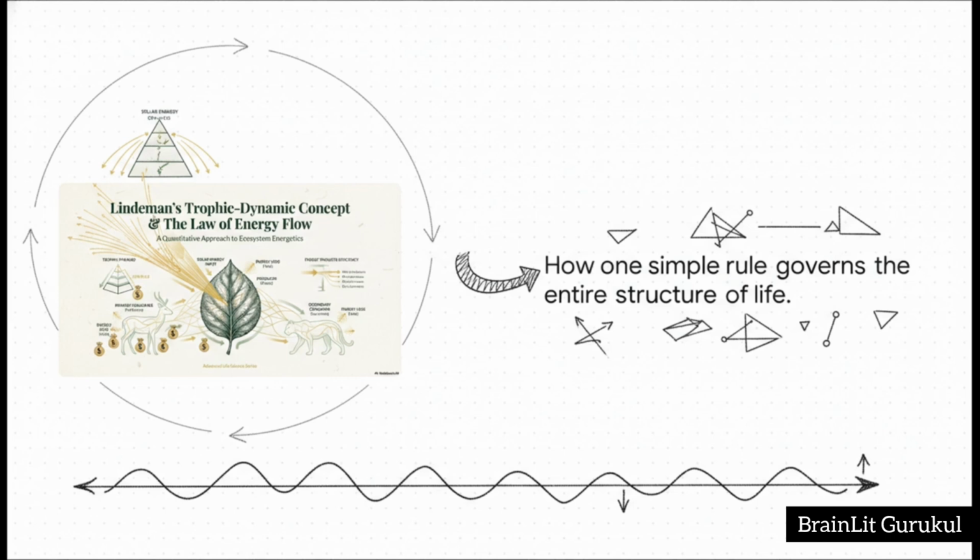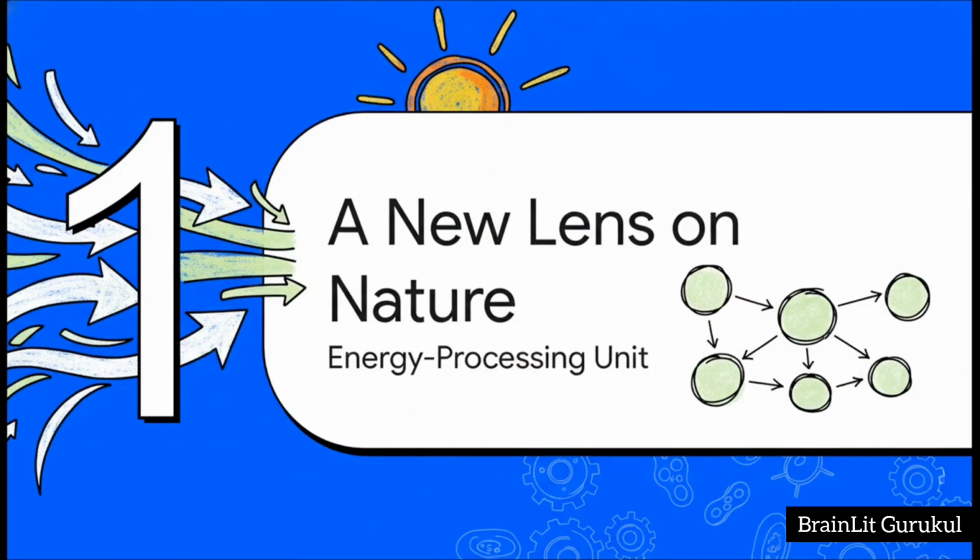See, back in 1942, a guy named Raymond Lindeman gave us this brilliant quantitative way to see how energy moves through an ecosystem. It's not just about who eats who, it's about following the energy. Before Lindeman came along, ecology was mostly about describing things. He completely changed the game by saying, let's look at an ecosystem as one big integrated unit that processes energy. This was a huge shift in thinking.